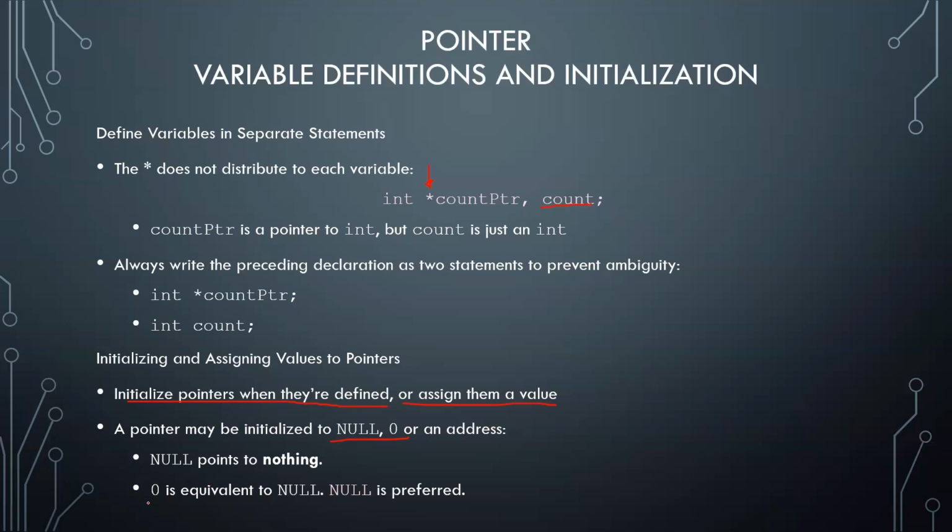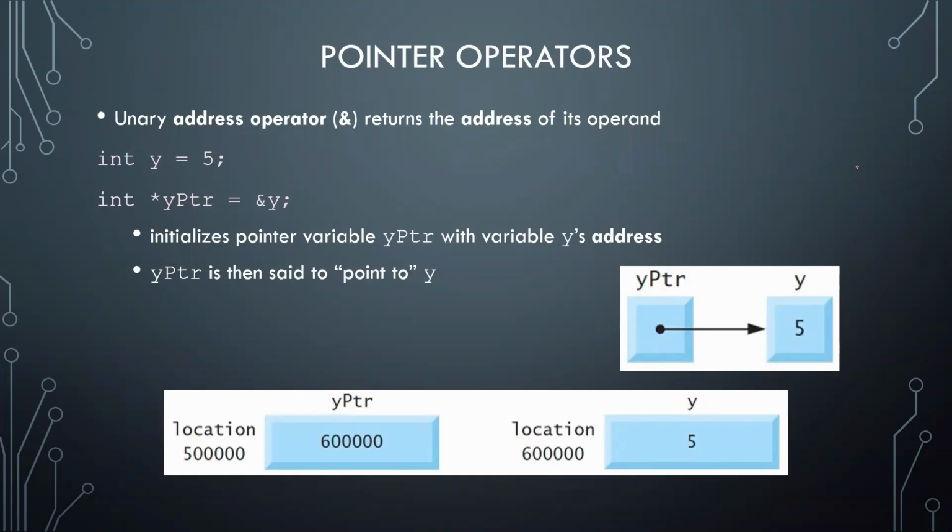Now a 0 is going to be the same as a null, but since 0 could actually be a location, we prefer null as programmers. So we've indicated how we say to the compiler that the variable is a pointer, but how do we get what's inside the pointer? Well, we use something that we call the address operator, or the ampersand sign. That is going to return the address of what's in there.